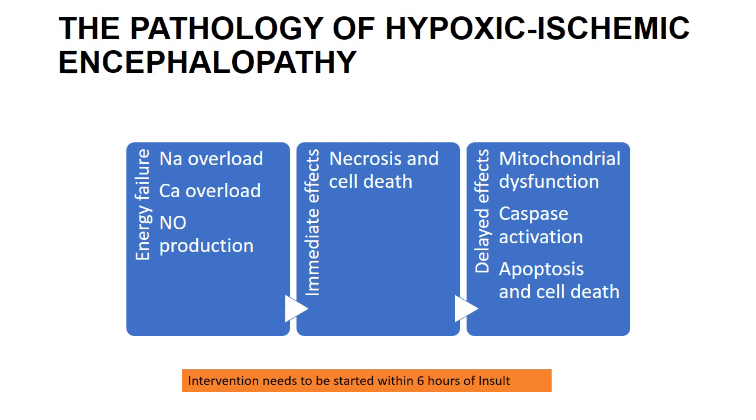So what is the pathology of hypoxic ischemic encephalopathy? If we sum it up, there is energy failure, as we have already discussed, sodium and calcium overload, and nitric oxide production, which subsequently results in neuronal injury or cell injury. The immediate effects include necrosis and cell death, whereas the delayed effects include mitochondrial dysfunction, caspase activation, apoptosis, and cell death. Any medical intervention needs to be started within 6 hours of insult.